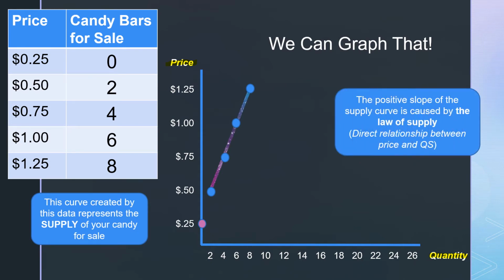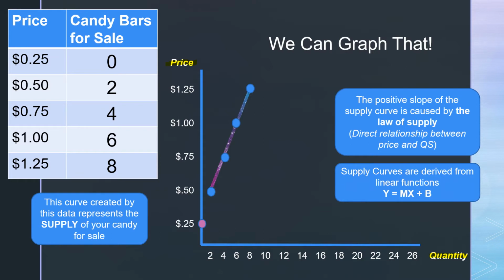Now, just like with demand, the supply curve depends on the law of supply. The difference is that the supply curve always has a positive slope. Now, this is because there's a direct relationship between price and quantity supplied. And just like with our demand curve, supply curves are derived from linear functions, y equals mx plus b. So if you're a math person, that should totally make sense to you. If you're not a math person, don't start freaking out. It's not really that important that you know that.